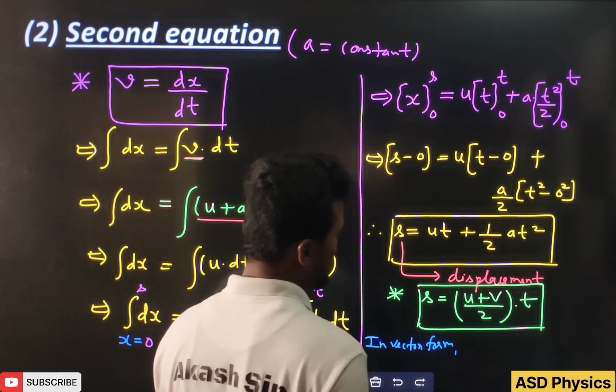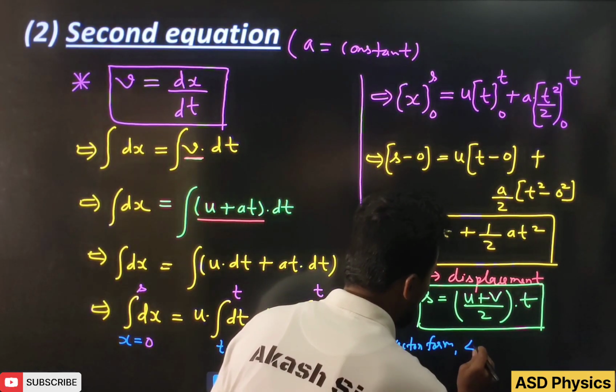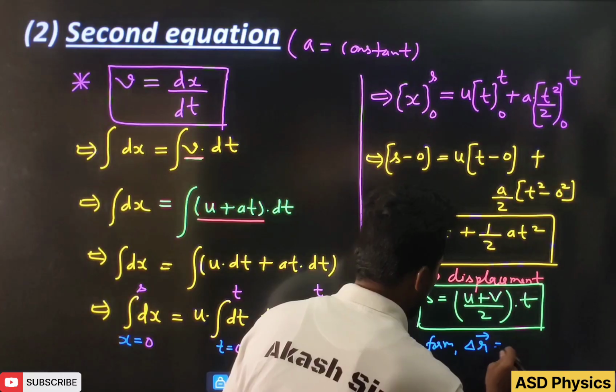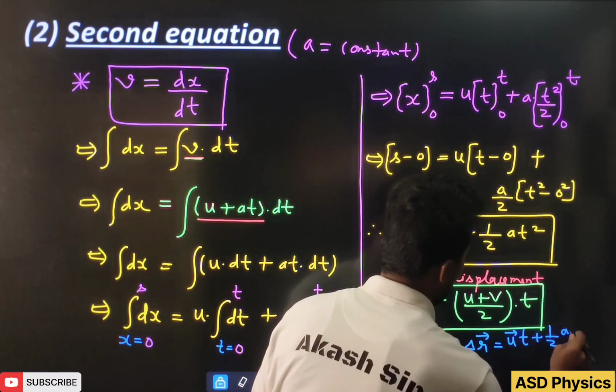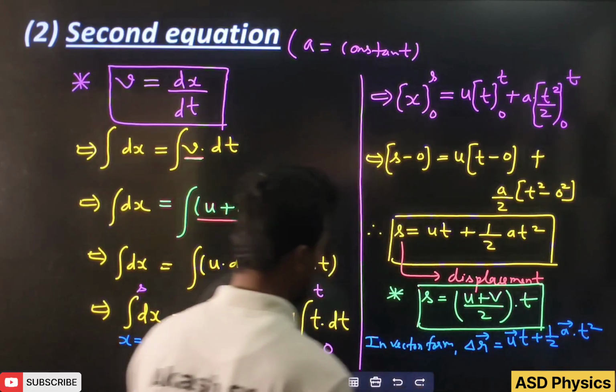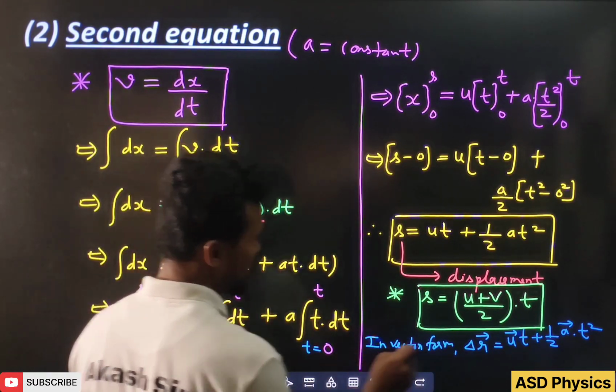Okay, so in vector form remember that this s is called a displacement vector. Okay, so we used to write delta r, displacement vector, is equal to u t plus half vector a into t square. This is the vector form. Okay, if you remember that, that will be the vector.